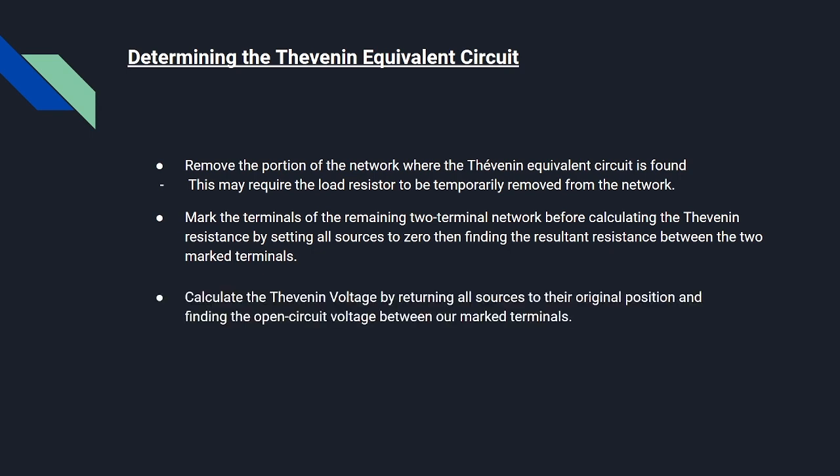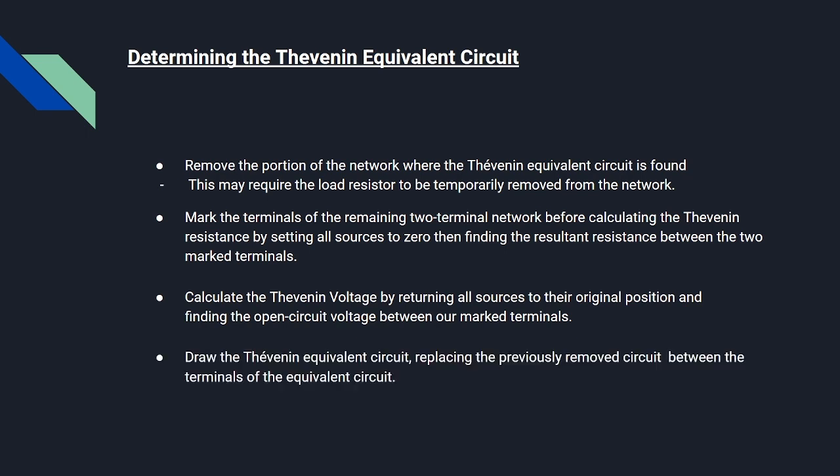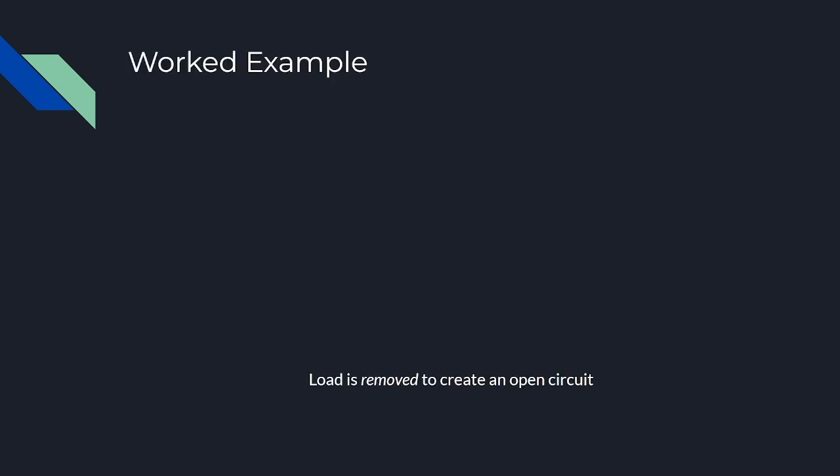Next, we must calculate the Thevenin voltage by returning all sources to their original position and finding the open circuit voltage between our marked terminals. And finally, we must draw the Thevenin equivalent circuit, replacing the previously removed circuit between the terminals of the equivalent circuit. Now let's work through an example.